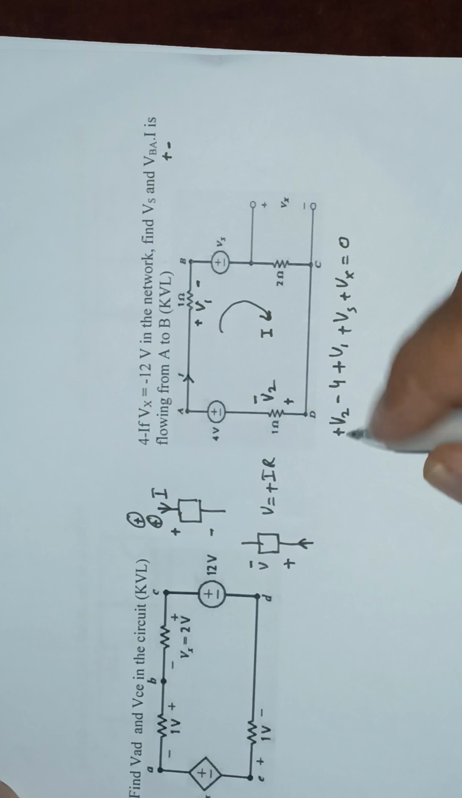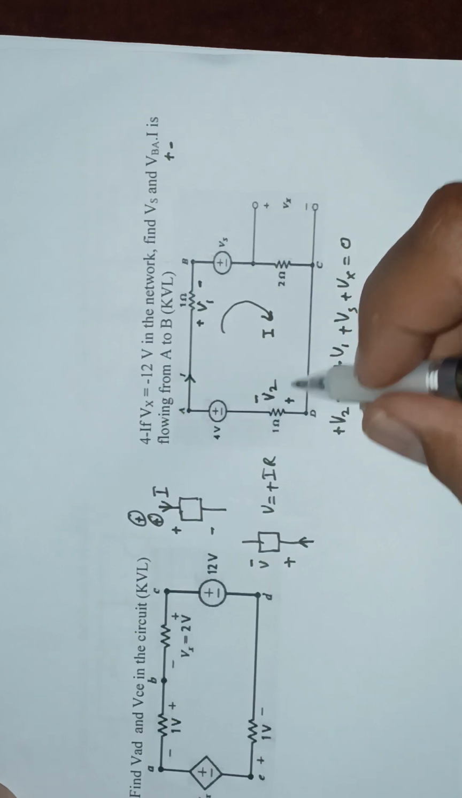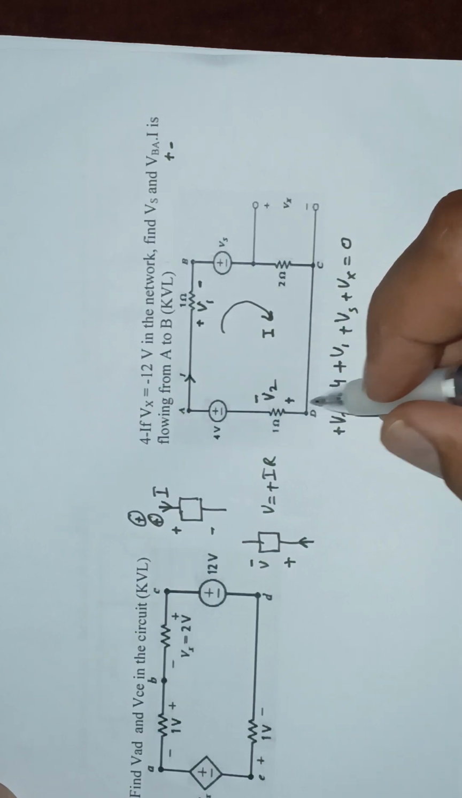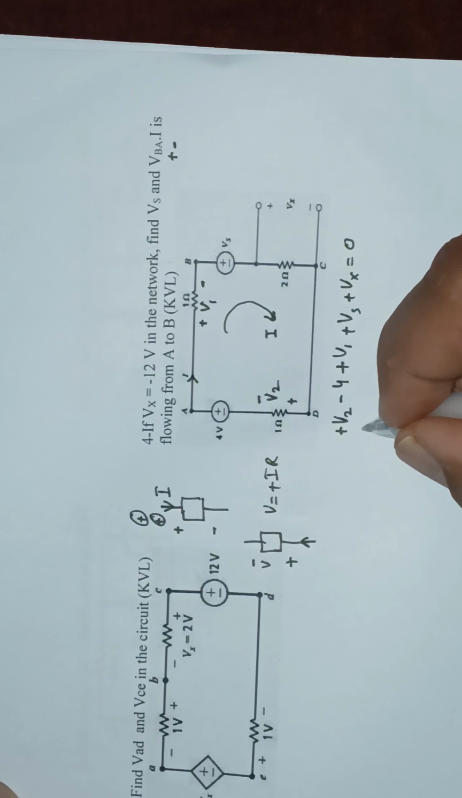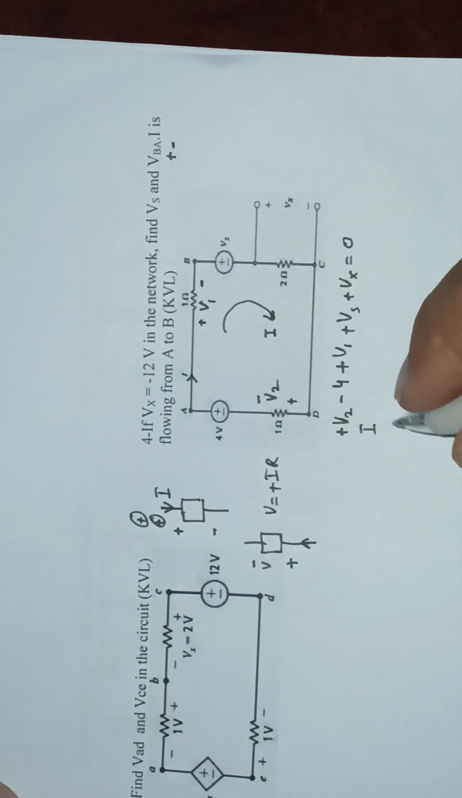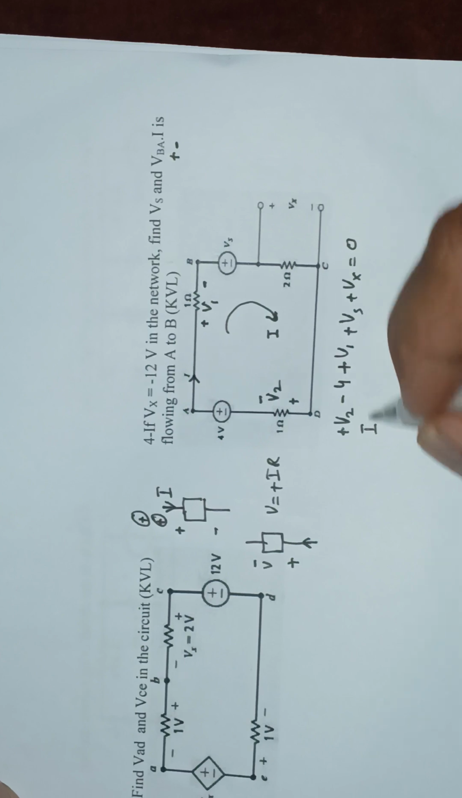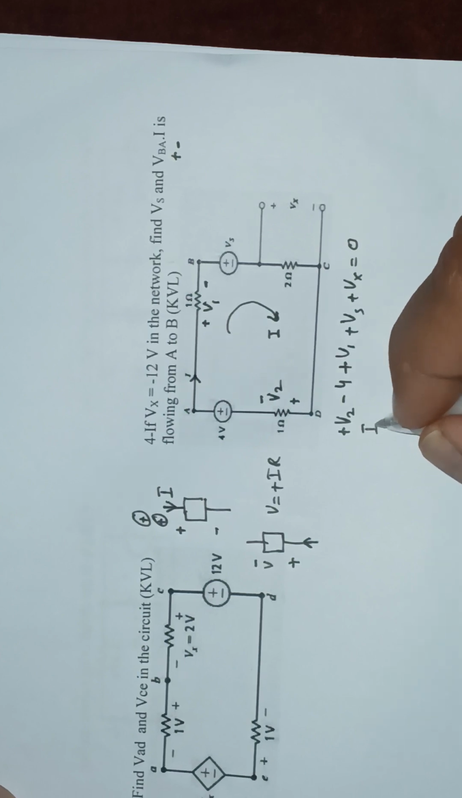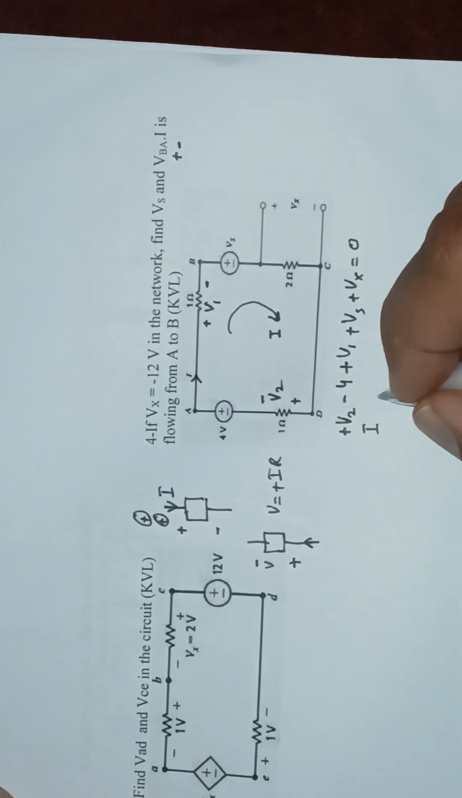So let's start here again. Ohm's law here, it is following a passive sign convention. So Ohm's law is IR. I is already given, I is assumed. So R is 1, so I into 1 is actually I. So this is now I volts instead of amperes.